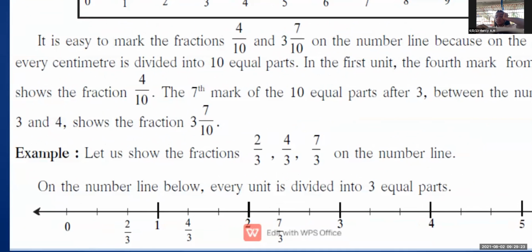You can see over here, the number line will start from 0. Then after 0, I have written 1, 2, 3, 4, 5. But in the fraction it is given 2 upon 3, 4 upon 3 and 7 upon 3. Just wait a minute. I will show it through the blackboard. I'll just share the blackboard.